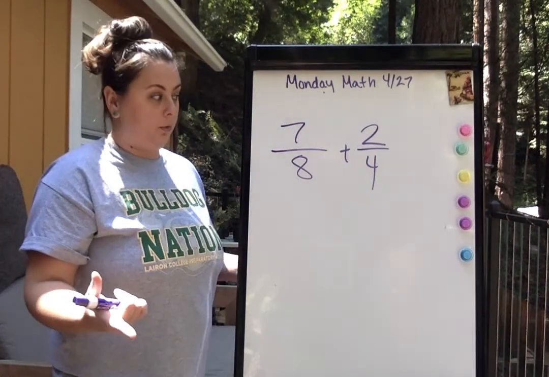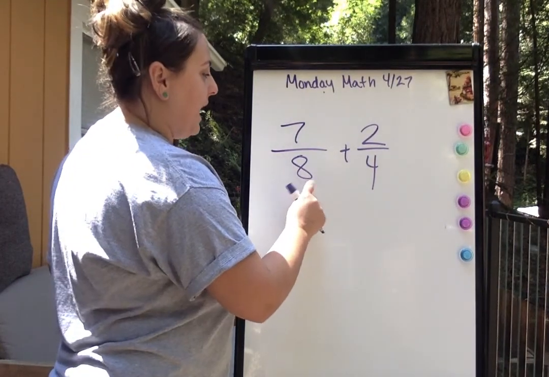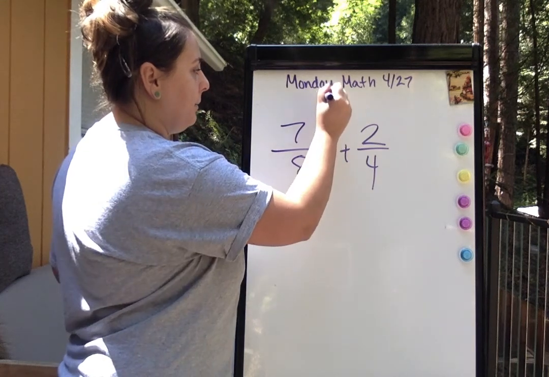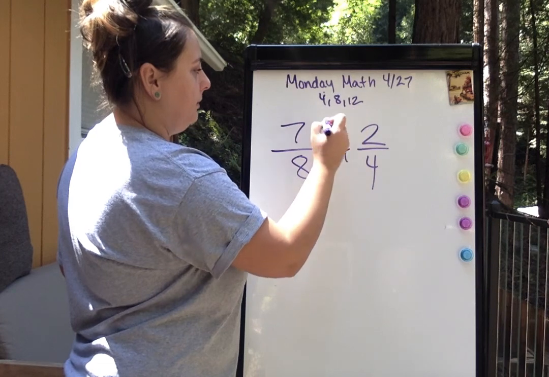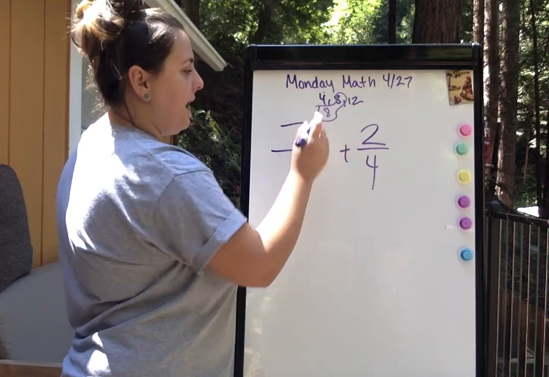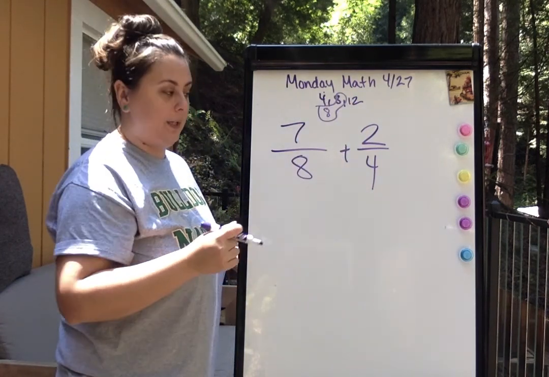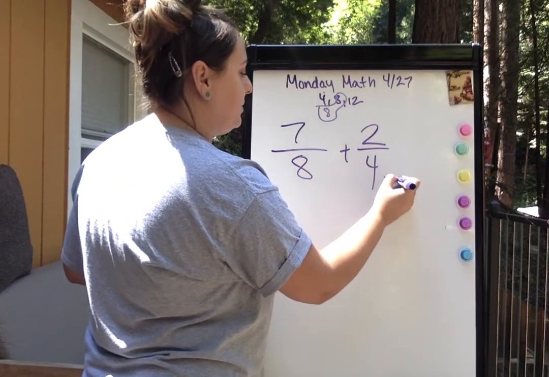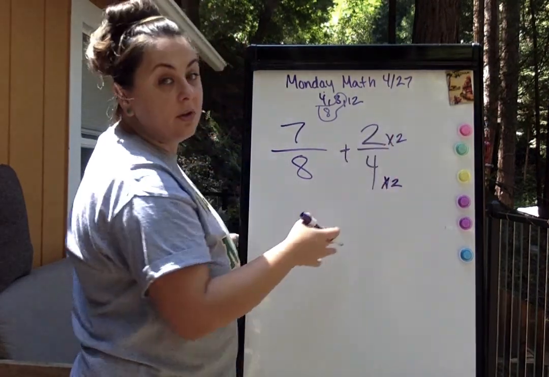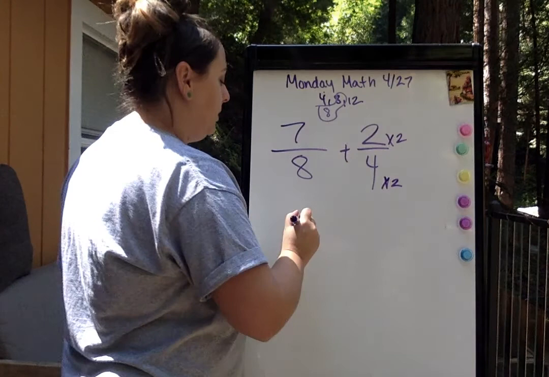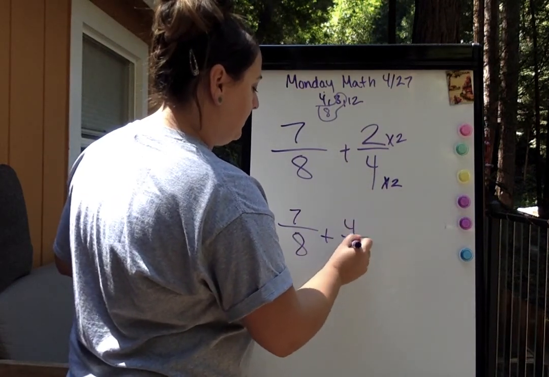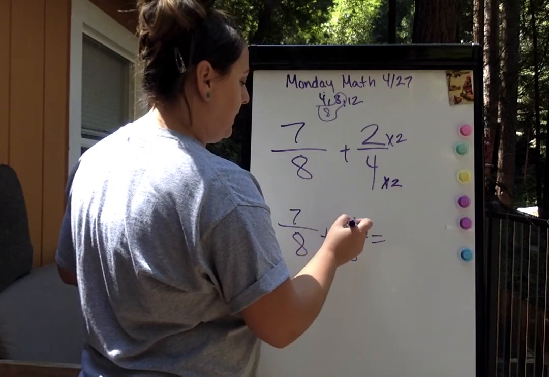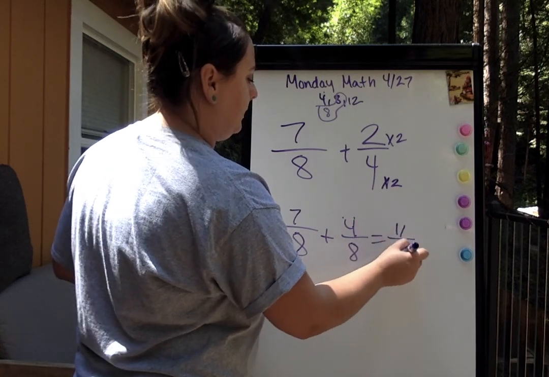You can just know your math facts. You got to think, how am I going to make these the same number? 4, 8, 12. So how am I going to make my 4 into an 8? I'm going to times it by 2. Whatever we do to the bottom, we do to the top. So you have 7/8 plus 4/8 gives you 7, 8, 9, 10, 11, 11/8.